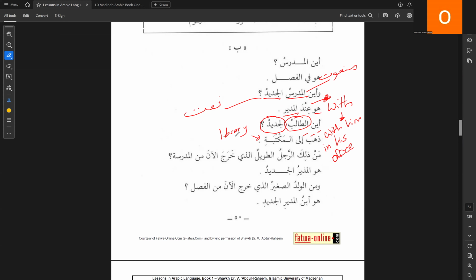It's a فعل. It is a verb. What does it mean? He went. Good. ذهب إلى المكتبة means what? The library. He went to the library. So ذهب means he went.